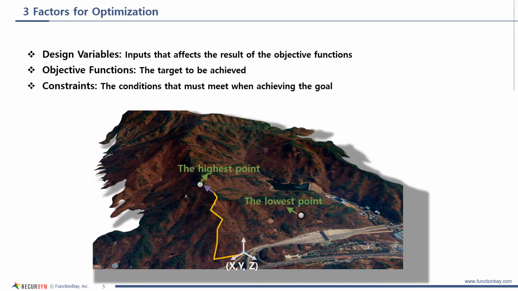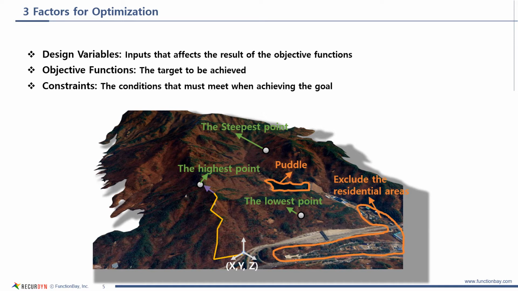For example, going to the highest point, going to the lowest point, or going to the point whose slope is the steepest. Sometimes, there can be multiple objective functions, such as going to the highest point and arriving there as soon as possible. Constraints are the conditions that are to be met when achieving the goal. For example, the puddles or the residential area must be avoided, or that a specific point must be included in the path. These are constraints.